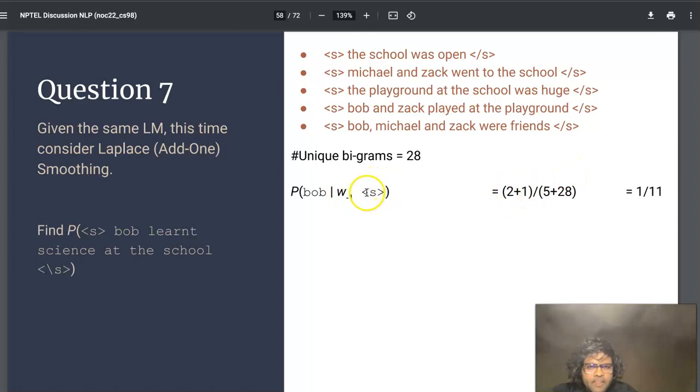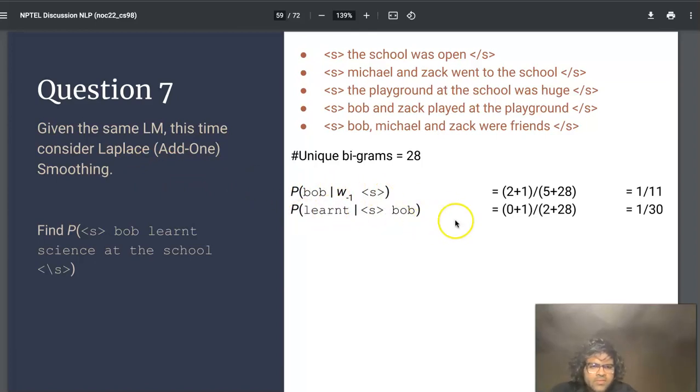Now given this S, how many times did Bob follow this start symbol? Sorry, this is the separate character. So Bob followed the start symbol twice, in the 4th sentence and 5th sentence. So 2 is here, and we are extra adding 1 because we are going with add-1 Laplace smoothing. We are adding 1 in the numerator, and in the denominator we are adding the distinct number of vocabs, the total number of vocabs in our language. This way you will find the probability of Bob with Laplace. Similarly, if we go forward, we will find each of them.